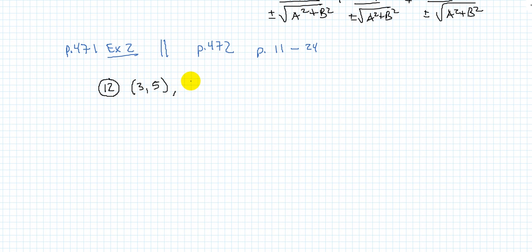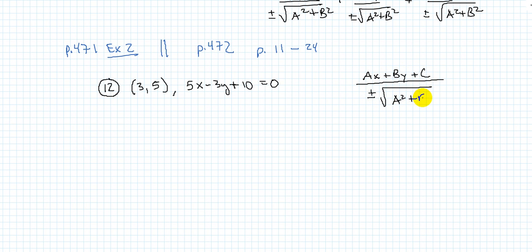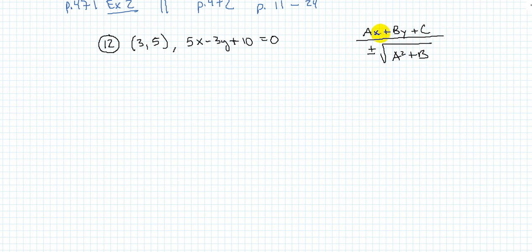So we're given a point (5, 3, 5). We're given a line 5x minus 3y plus 10 equals 0. And it's already in standard form for us. So I like to write the equation out. We have ax1 plus by1 plus c all over plus or minus the square root of a squared plus b squared. And remember, that's x1, y1, and the distance equals that. So everything's ready to go. You just plug it in.